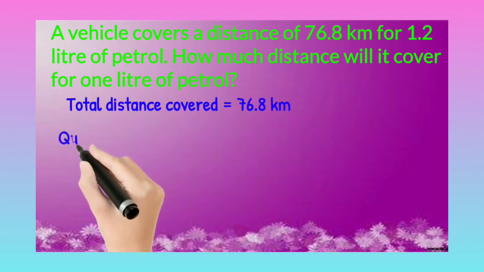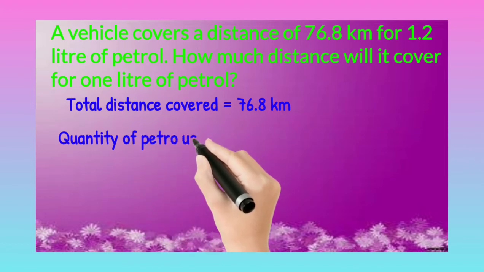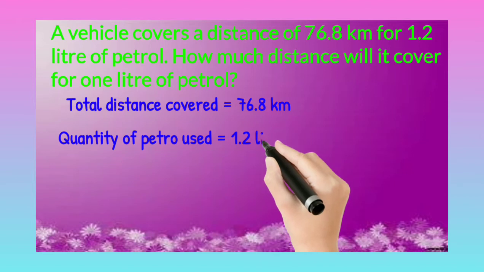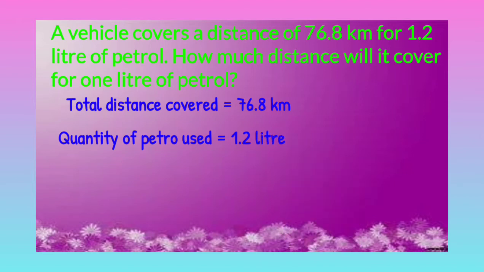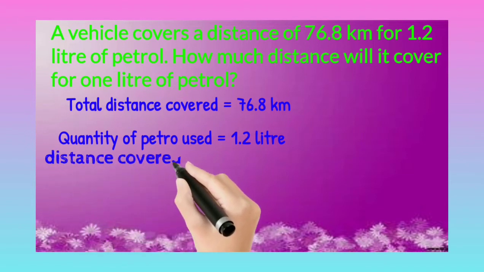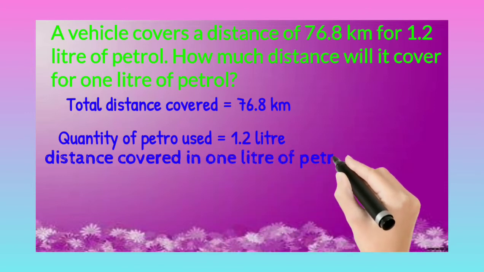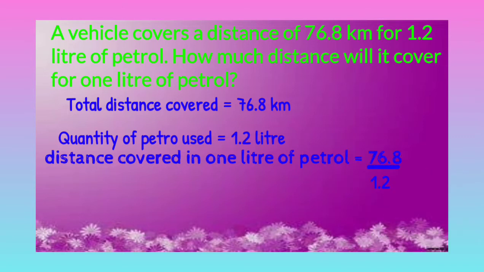How much quantity of petrol is used here? 1.2. So write quantity of petrol is 1.2 liters. So what do we need to find? Distance covered in 1 liter of petrol we need to find. So write that statement also as distance covers in 1 liter of petrol, that is 76.8 divided by 1.2. So when you divide 76.8 by 1.2, we'll get our answer.